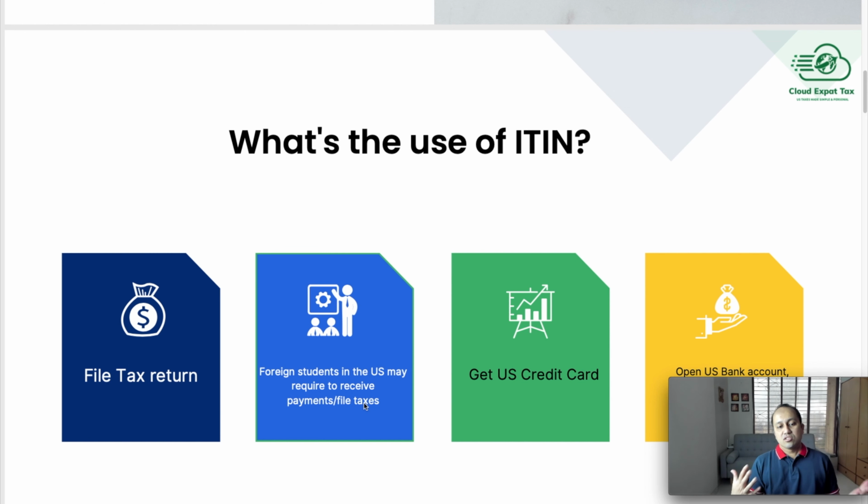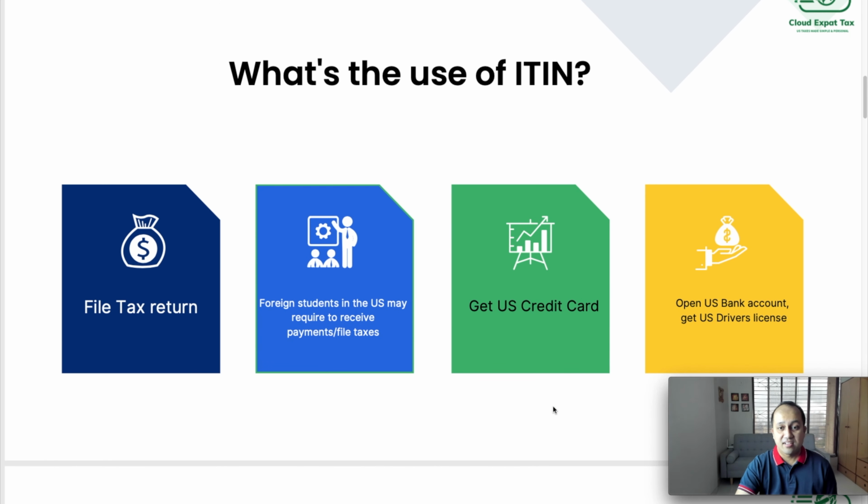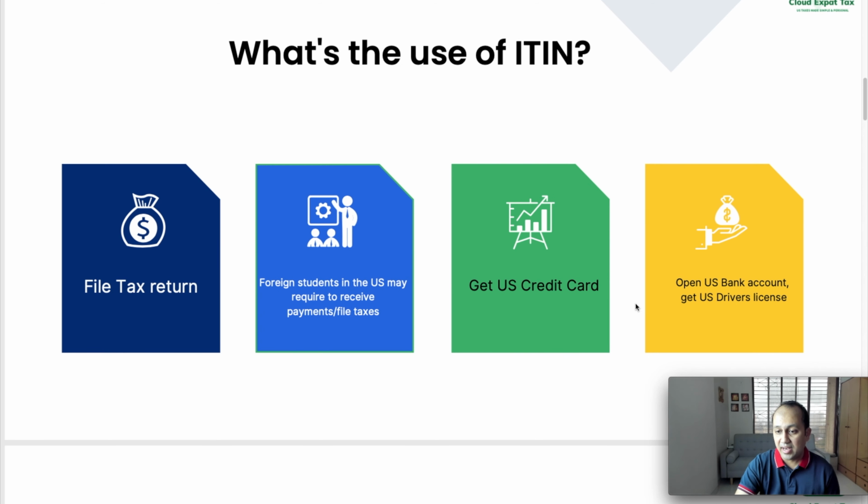So what are the uses of an ITIN? Well, for one, you can file your tax return. Foreign students in the US may need to file their tax return for the first time if they receive any income. You can use it to get a US credit card and start making your credit history. You can open a US bank account or even get a US driver's license.